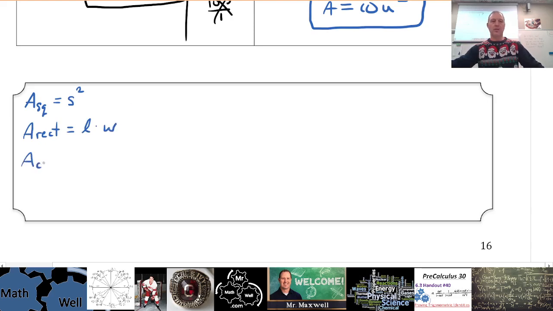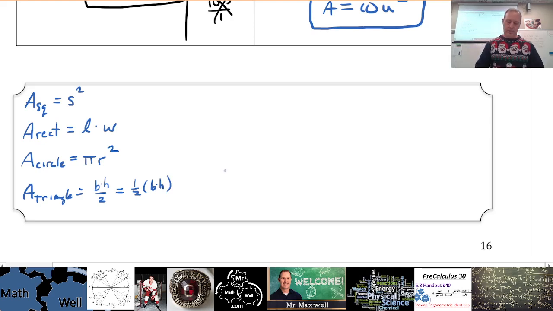The area of a circle. Pi times radius squared. Very good. And the area of a triangle. Right, so base times height, let's do that one, divided by 2. Or I'll put another equal sign here because it's also equal to 1/2 base times height. Okay. Very good.